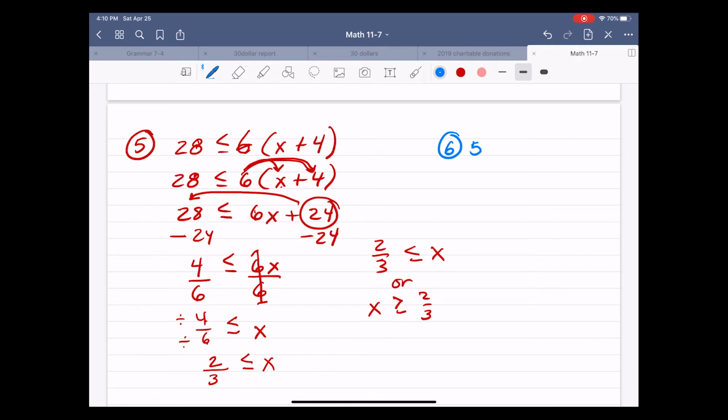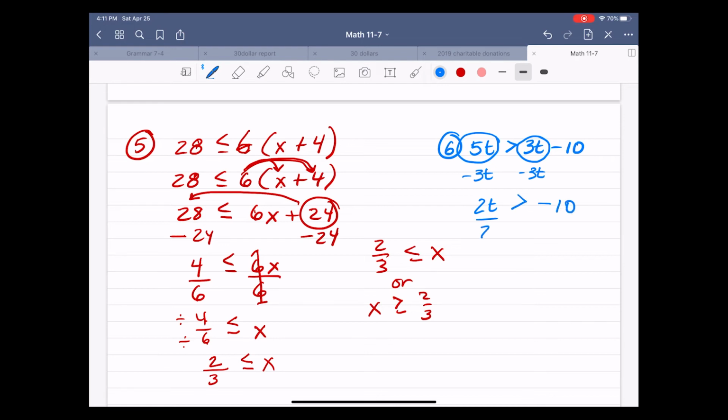Number 6. 5t is greater than 3t minus 10. So notice I have 5t over here and I have 3t over there. I want to get them on the same side. So I'm going to move this 3t. I'm going to subtract 3t from the right, subtract 3t from the left. 5t minus 3t is 2t is greater than negative 10.